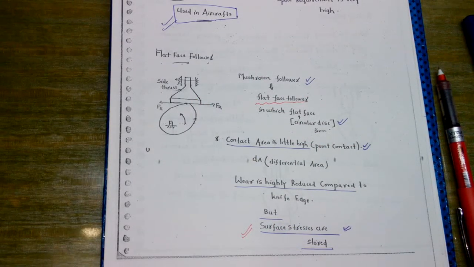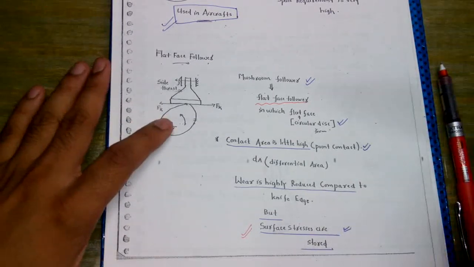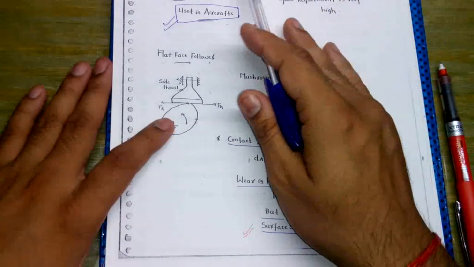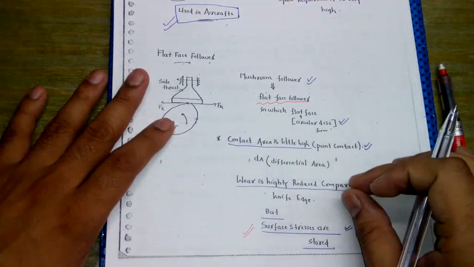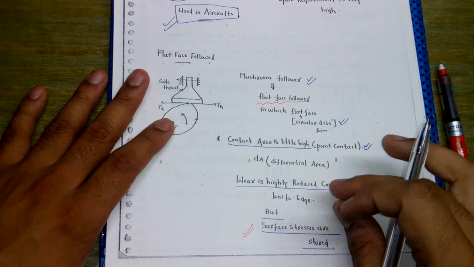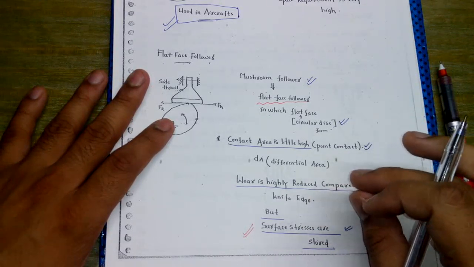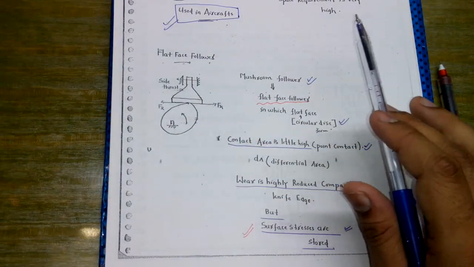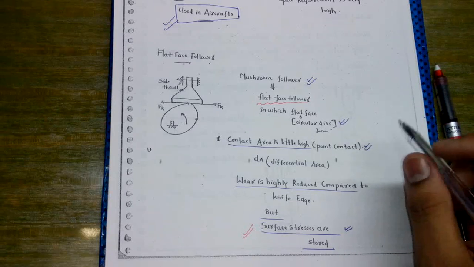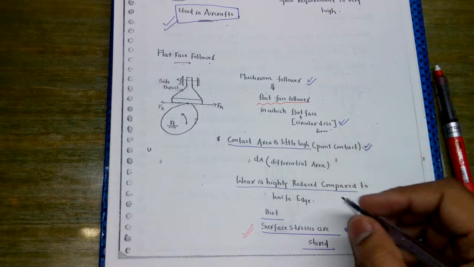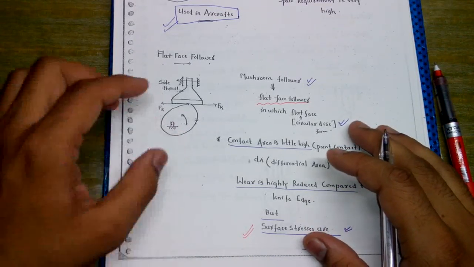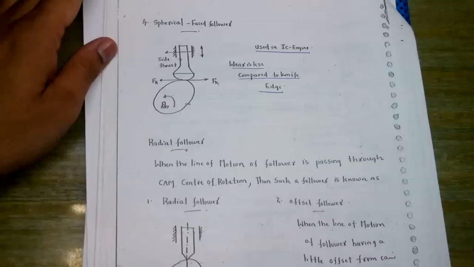Now if we look closely, we will find that the area of contact is a little bit higher as compared to the knife edge follower and the roller follower. So here wearing will be slightly reduced as compared to the knife edge, but still wearing is there. Side thrust is not zero here either, the side thrust will be there, and the contact area is a little bit high, and surface stresses are actually restored in such types of flat faced followers.